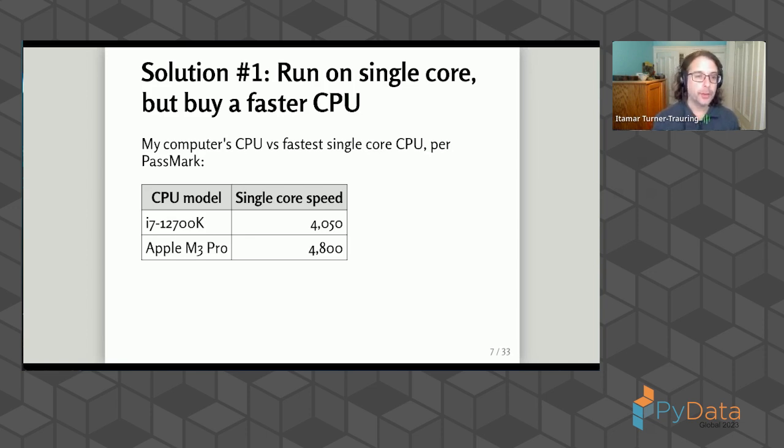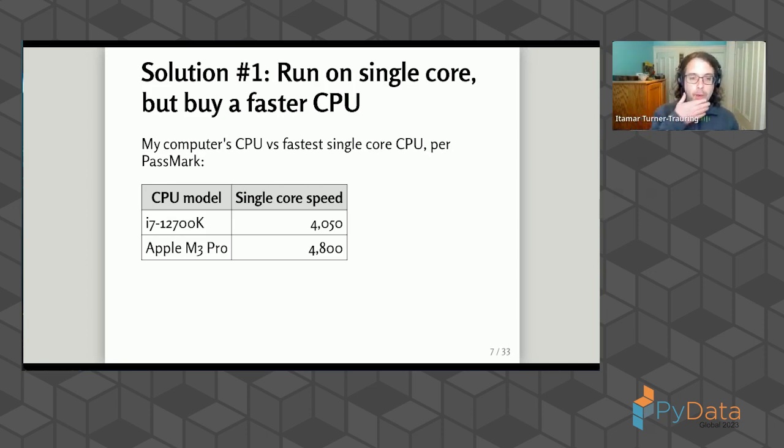So how are we going to solve this? One theoretical solution is to say, well, we have some algorithm. It runs on one CPU. We can just buy a faster CPU. And here I'm talking just about the speed of a single core, so the speed of a single thread that's running on your computer.